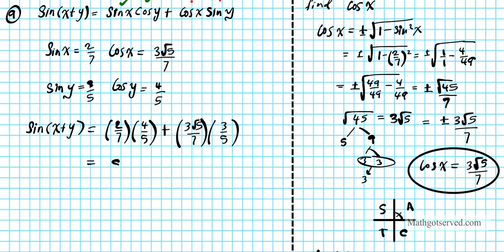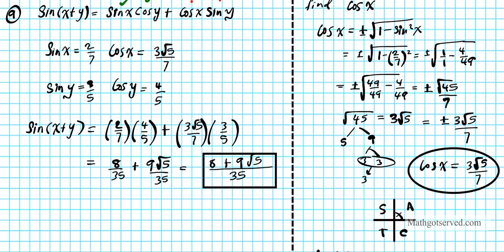We'll end up with 8 over 35 plus, and then here you multiply the 3 and the 3, 9 root 5 over 35. Expressing this as a combined fraction, our answer for sine of x plus y will be 8 plus 9 root 5 over 35. Okay, so there goes your final result for sine of x plus y.